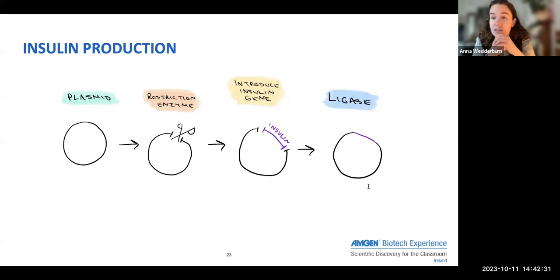Which is great because beforehand they actually had to make insulin in pigs. So these days it's just made in bacteria. The pigs are safe. So these are the techniques that we do in labs 3 and 4. So that's the real world application of it.